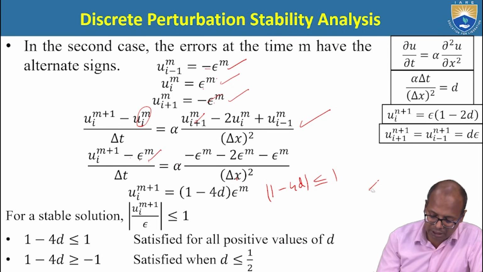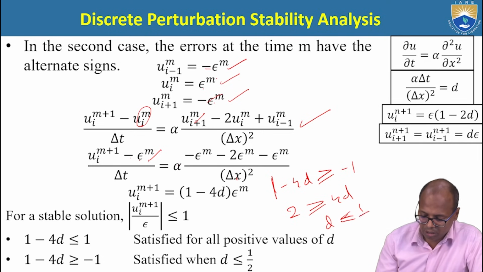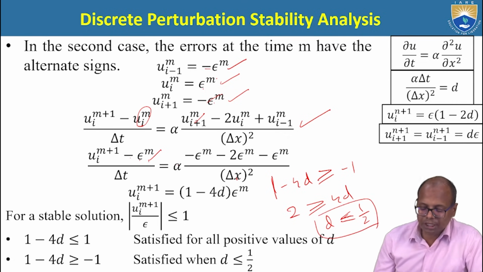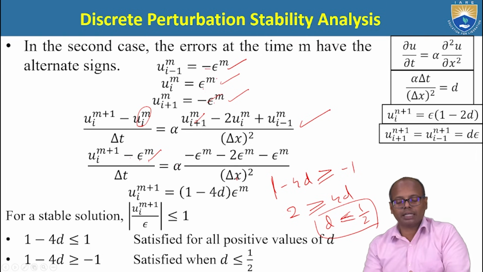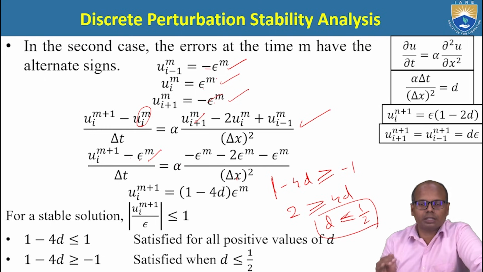The other condition is 1 minus 4d is greater than or equal to minus 1. If I impose this one, it is 2 greater than or equal to 4d, or d less than or equal to 2 by 4, or 1 by 2. So we have reached a case where d is less than or equal to half; then only the solution will be stable.